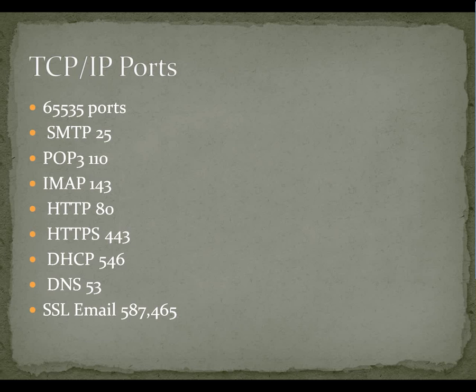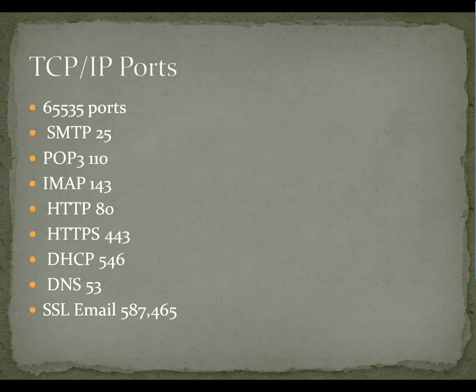DHCP, we talked a little bit about that last video. That uses port 546. DNS, we talked about that. That uses port 53. And then secure socket layer email, which again is encrypted email, just like up here with the HTTPS, which was encrypted web pages. The secure socket layer email will work on 587 and 465. And so your email would be encrypted. So those are kind of the idea of the TCP/IP ports.